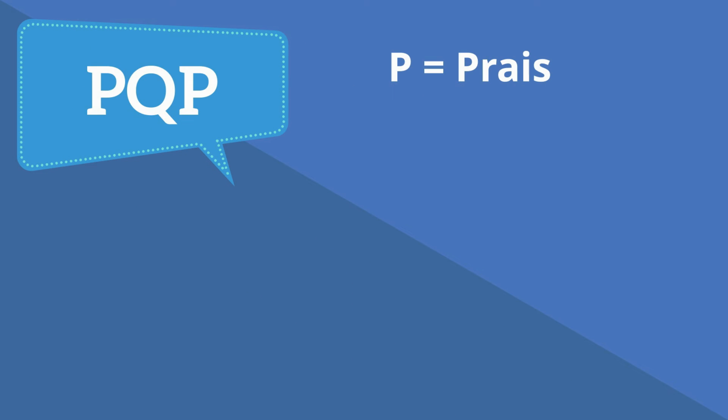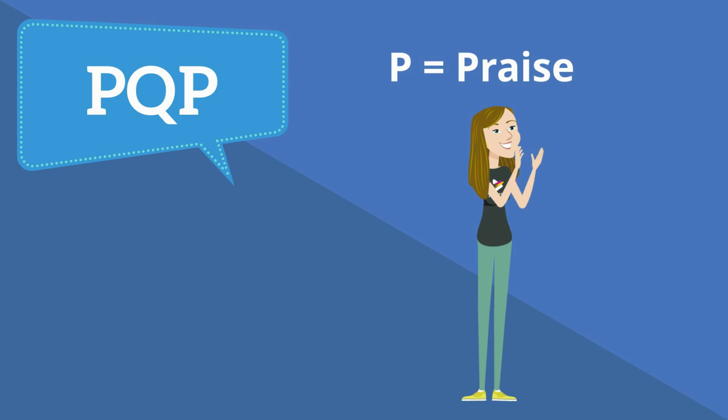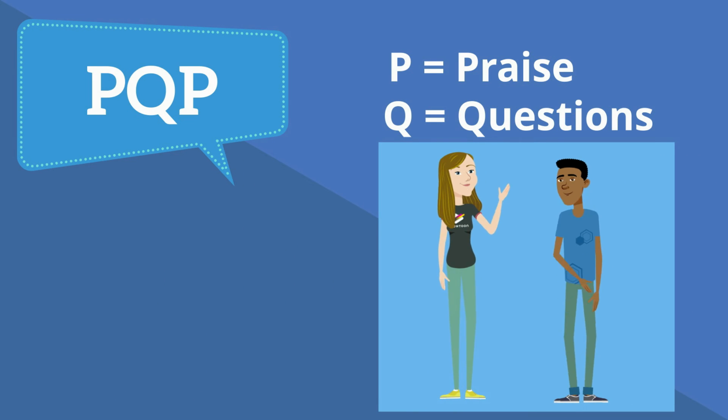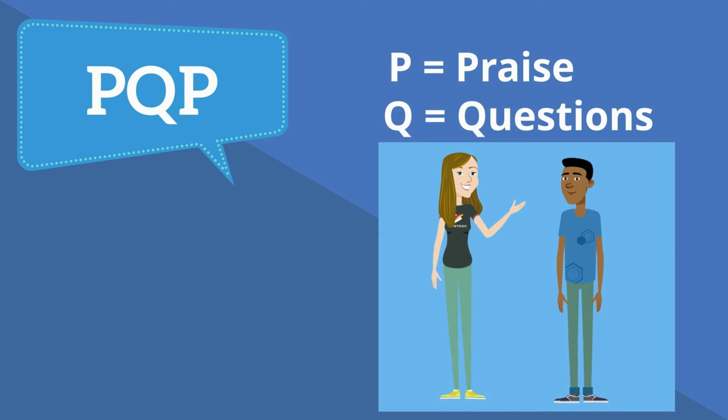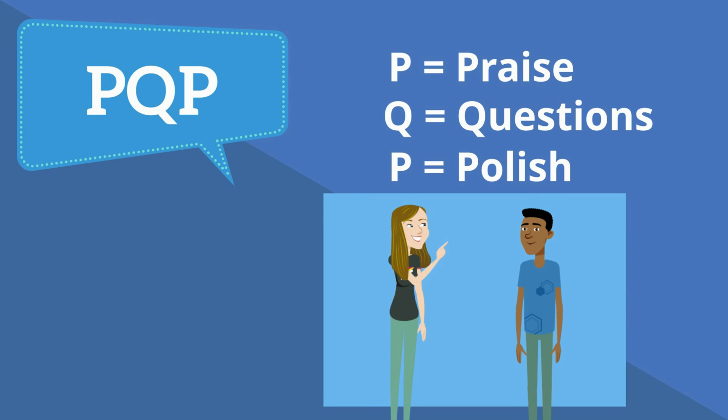1. Start with praise. You want to be specific about what they did well. 2. Ask a clarification question about the content. For example, what is the reason that you chose this type of introduction? 3rd, end with polish. In other words, offer specific suggestions on areas that need some improvement.